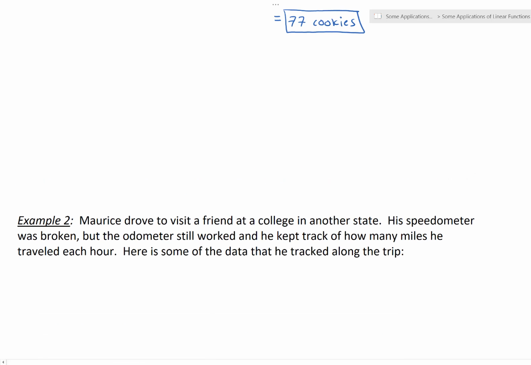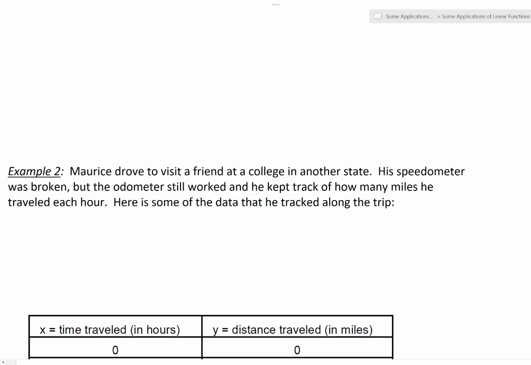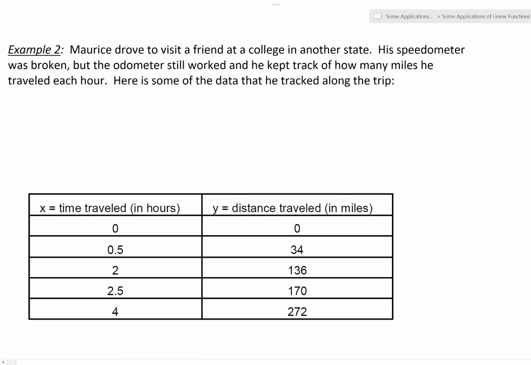Let's say that this person, Maurice, drove to visit a friend at a college in another state. Now his speedometer happened to be broken, but the odometer was still working. And he kept track of how many miles he traveled each hour. This table right here gives us some of those values of data that he tracked along this trip. You see in the first column the time traveled in hours.